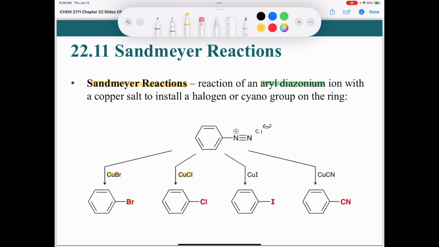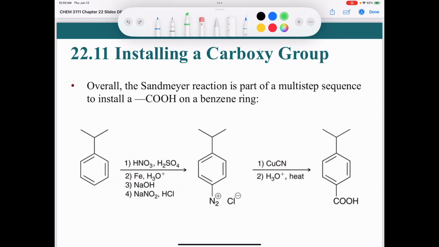If we use copper(I) chloride, we install a chlorine. If we use copper(I) iodide, we install an iodine. So now you know how to install bromine, chlorine, and iodine in place of your aryl diazonium salt. And then lastly, you can use copper(I) cyanide to install a nitrile. And you might remember that you can hydrolyze a nitrile using aqueous acid to produce a carboxylic acid. And so this gives us a new route to making a benzoic acid derivative.